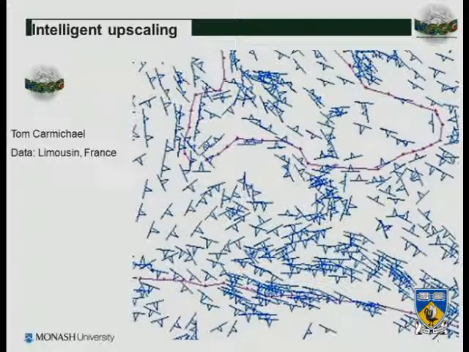But what's important is we actually don't need that amount of data to build a model. Yeah? So this is an example from the Limousin data set provided by Gabi and BRGM. And Tom is working on upscaling data sets in a clever way. And I'm just going to show a very simple example.